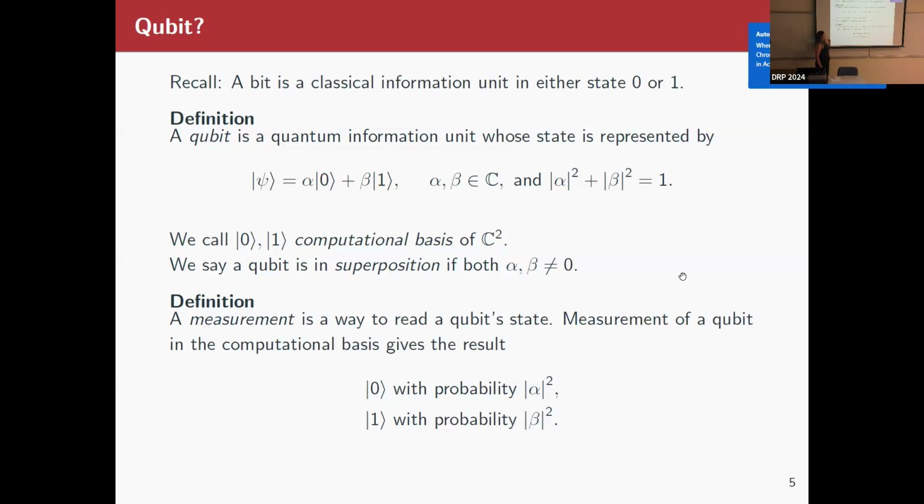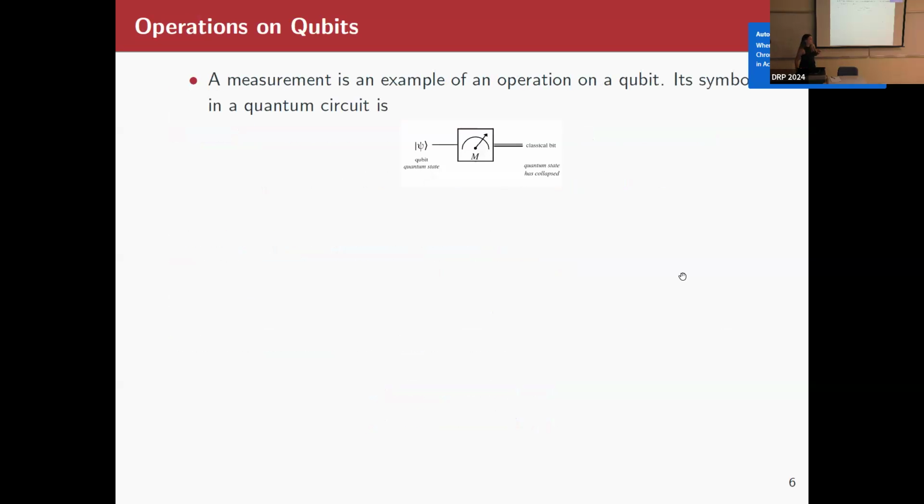And a measurement is a way to read a qubit state. A measurement of a qubit in the computational basis gives the result 0 with probability alpha squared and 1 with probability beta squared. Now we are going to look at the operations. A measurement is an example of an operation on a qubit. You are seeing the symbol here in the circuit.